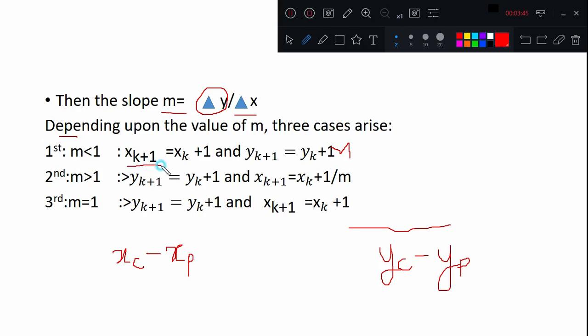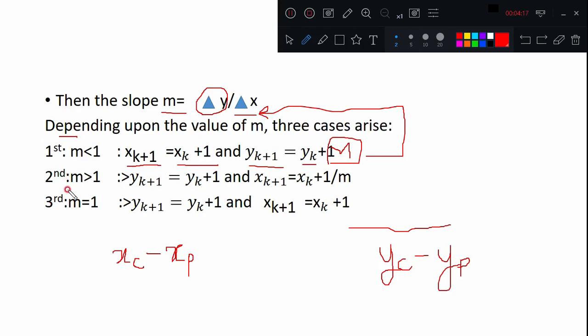this represents the current value of x. Fine. The current value of x will be equal to the previous value of x plus 1, and the current value of y will be equal to the previous value of y plus m. This m is same as what we obtained here.